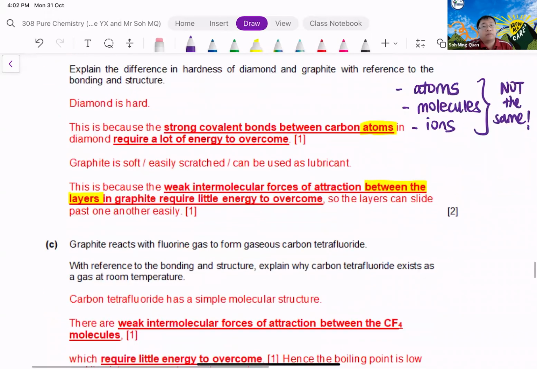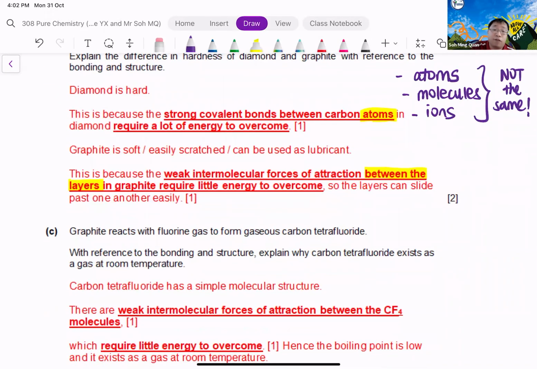Finally, the next one. Graphite reacts with fluorine gas to form gaseous carbon tetrafluoride. Carbon tetrafluoride is a keyword. It's gaseous. Gaseous means low boiling point. The boiling point must be low such that it exists as a gas, which immediately tells you that this molecule mustn't be giant molecular. This molecule, carbon tetrafluoride, CF4, must be simple molecular.